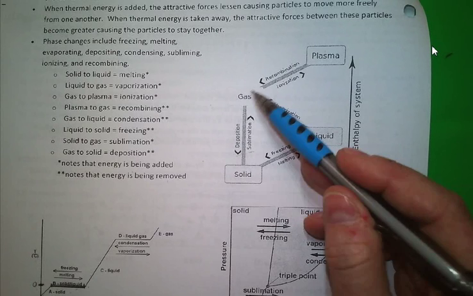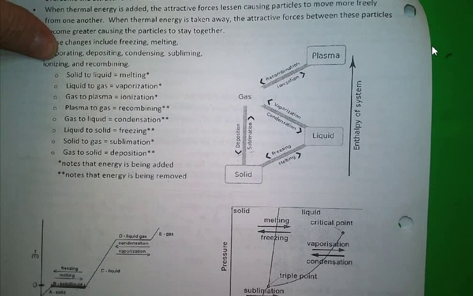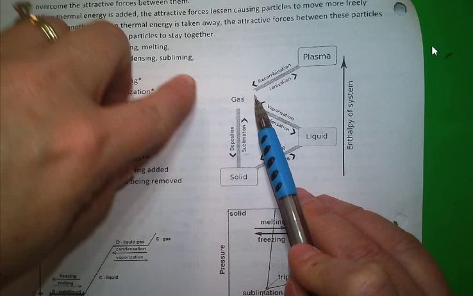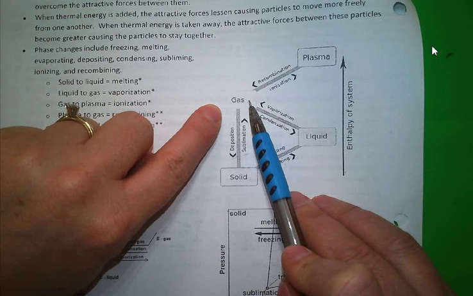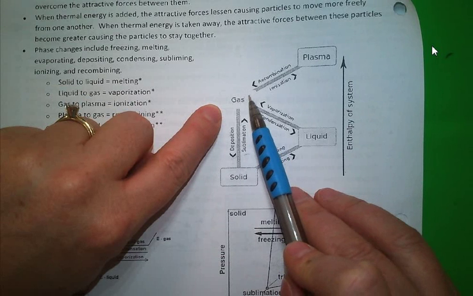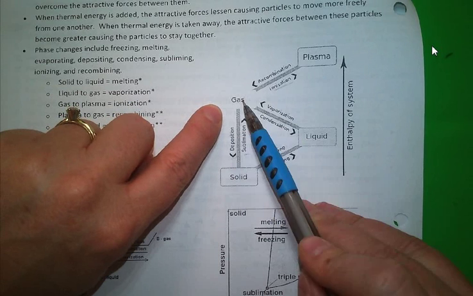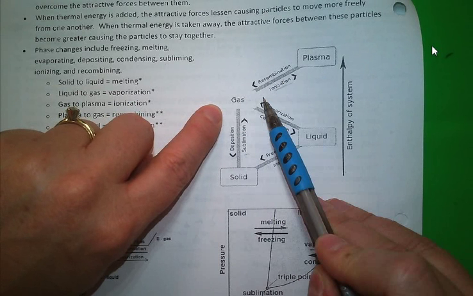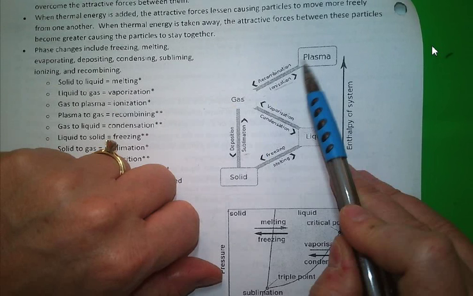The one that may be new for you is the plasma. If you have a gas and you superheat it, adding a lot of thermal energy, you can get that gas to ionize into a plasma. So gas to a plasma is called ionization. From a plasma back to a gas, that change is called recombination, sometimes called deionization, but we're going to call it recombination.